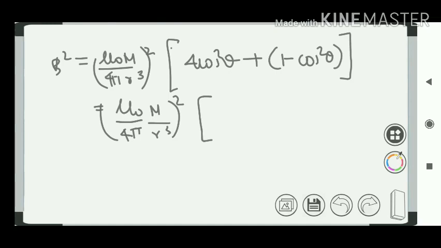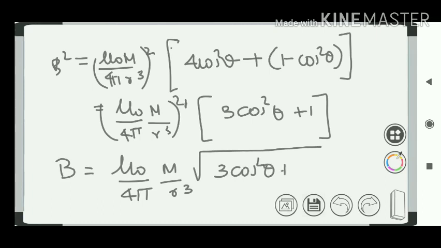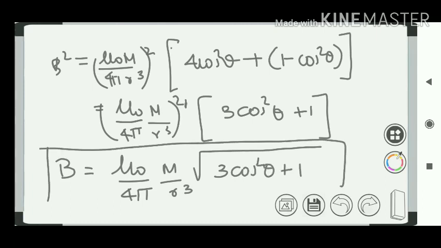Now one cos square theta goes off, so there will be only 3 cos square theta plus 1. For net B, the entire thing will be in root. So the square goes off, and there will be mu 0 by 4 pi m by r cube times root of 3 cos square theta plus 1. So this is a general formula for the magnetic field at any point due to a magnet. This much is clear, right? See guys, this is very easy in this case.